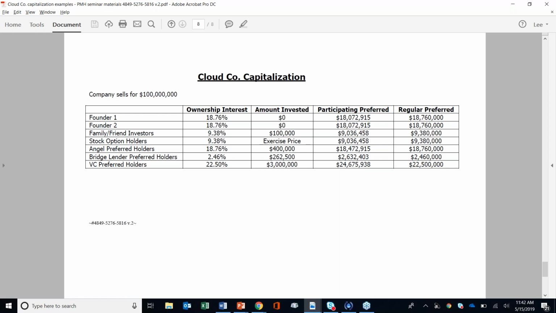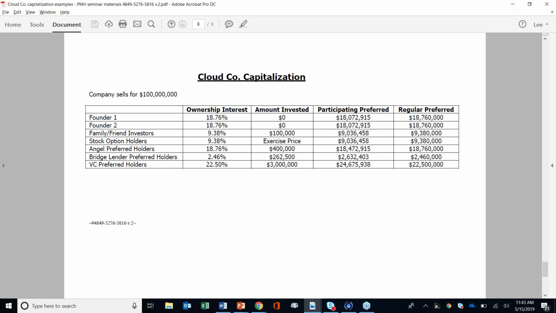But you can see the VC preferred holder and the participating preferred, the total number they're getting is a little bit less than their $3 million investment. But even then, they're like, yeah, I like getting $24.675 million, but they're really getting that much difference between 24.6 and 22.5. It's 2 point something million, so it's less than 10%. Once you spread that money out amongst everyone else, the impact is relatively low.